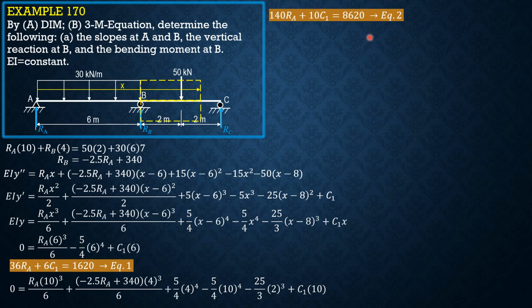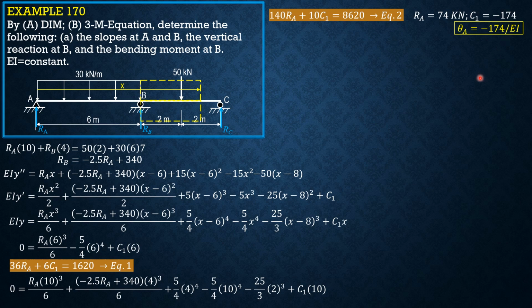Solving these two equations simultaneously, we can now have RA equals 74 kilonewtons and C sub 1 equals negative 174. Then take note that when C sub 1 is divided by EI, it is the slope at A, because if you substitute it here, EI y prime is the slope. When x is 0, everything here will be 0 or ignored. Then what is left is C sub 1. So C sub 1 divided by EI is theta A.